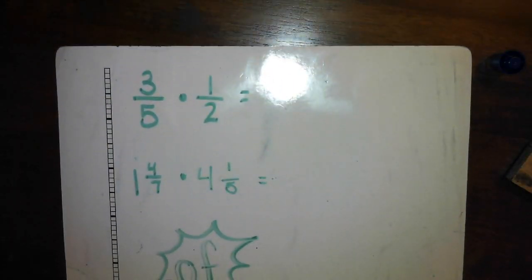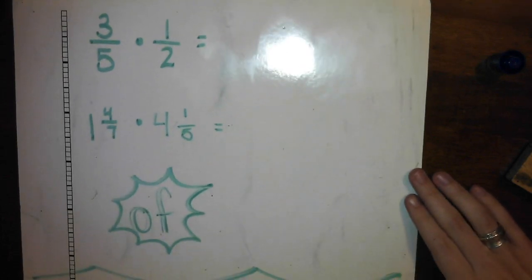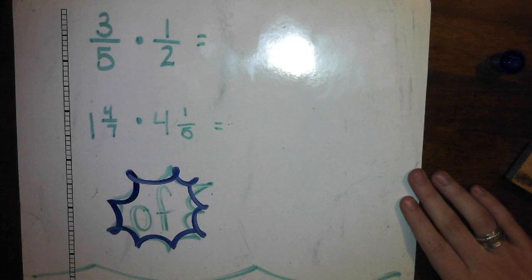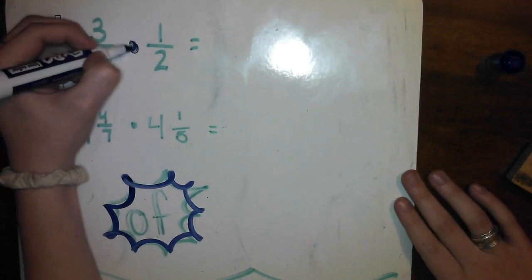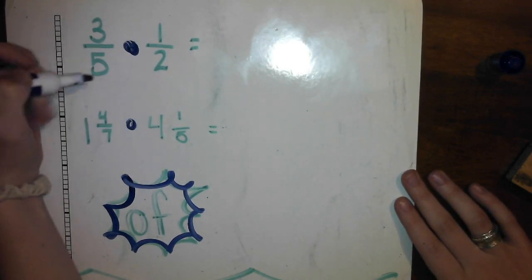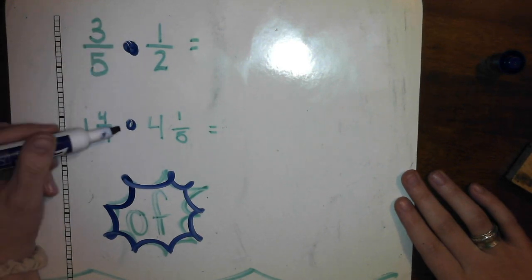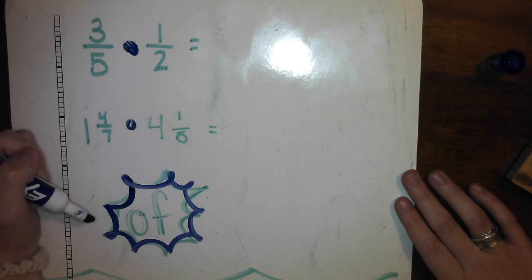Last one for fractions. Multiplying fractions. When we multiply fractions, we do not need a common denominator. Also, when you see the word of, that means multiply. So we could also read these problems as 3/5 of 1/2, or 1 4/7 of 4 1/5.